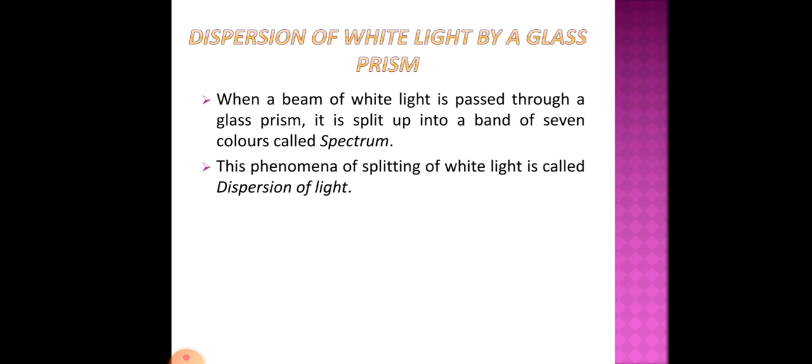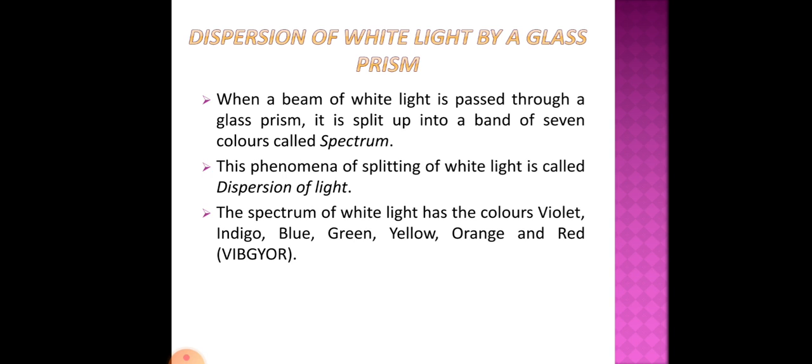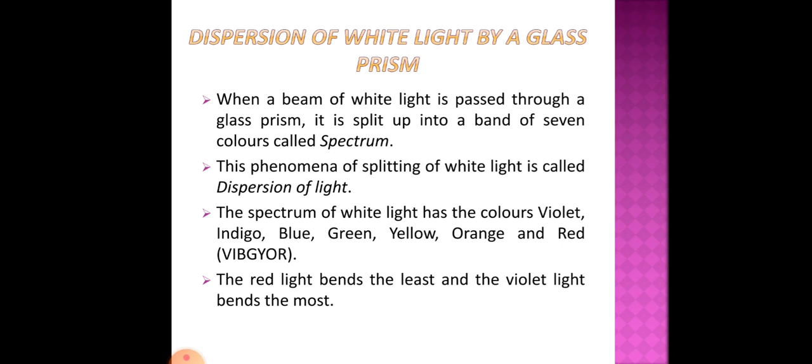This phenomenon of splitting of white light is called dispersion of light. The spectrum of white light has the colors violet, indigo, blue, green, yellow, orange and red. There is an acronym to remember these colors, which is VIBGYOR. Clear? Now the red light bends the least and the violet light bends the most.